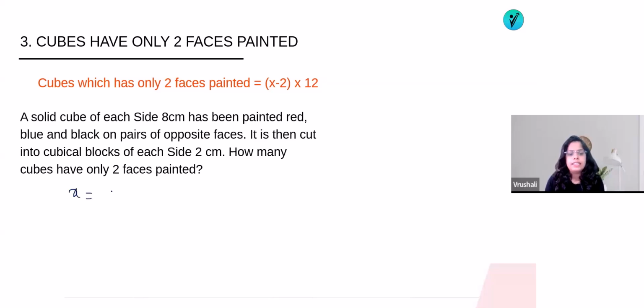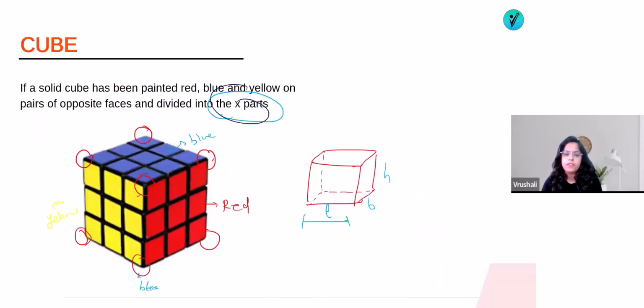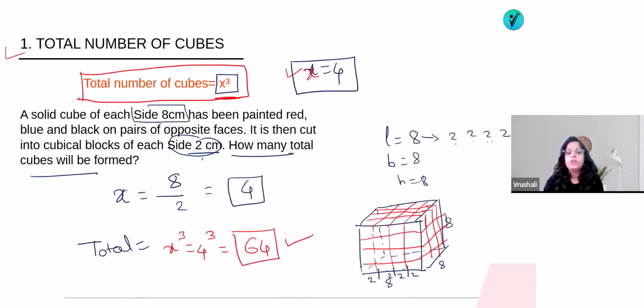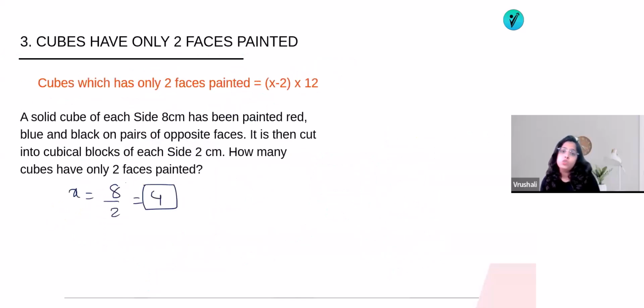So can I say that x will be equal to 8 by 2, that means 4. There will be 4 parts. So how many cubes have 2 faces painted? If you observe here, this one will have only 2 faces painted, isn't it? This one will have only 2 faces painted. Similarly, this one, the one on the back side. This one. Similarly, the one below. So how many cubes will there be that have 2 faces painted?